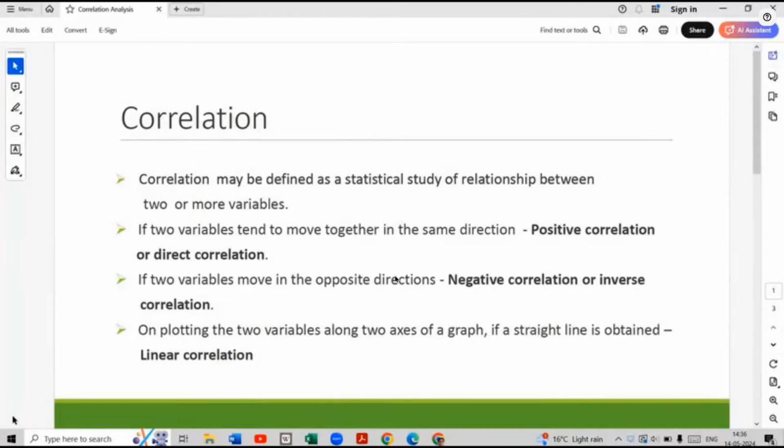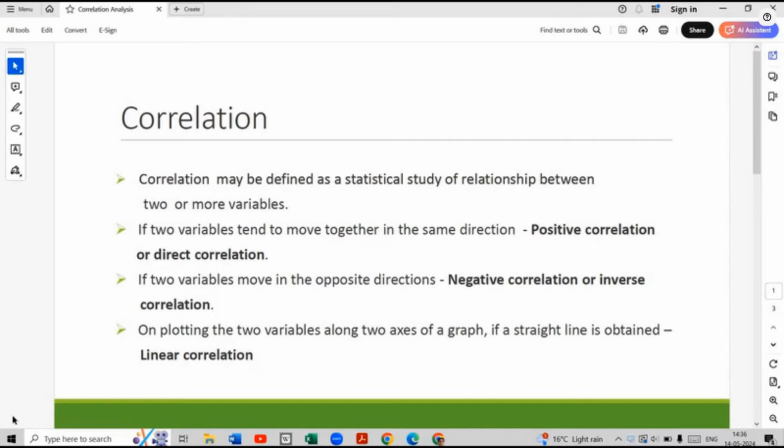Correlation may be defined as a statistical study involving the relationship between two or more variables. For example, in life sciences, we can measure the correlation between obesity and blood pressure, obesity and diabetes, or even the nutrition supplied to a plant and the yield of the plant, etc.